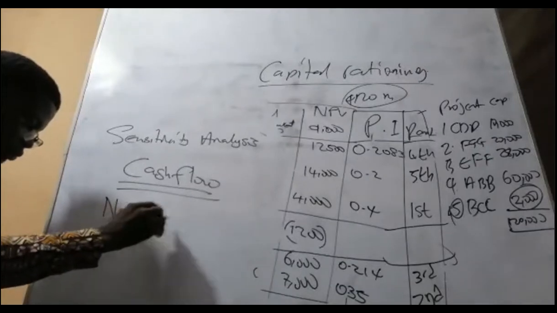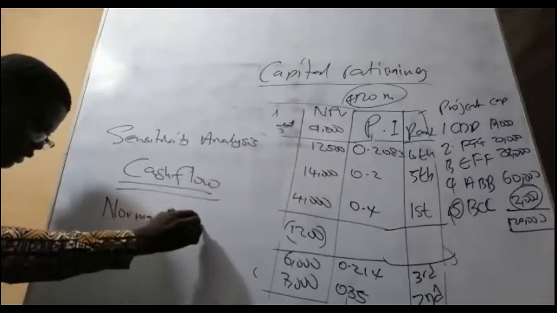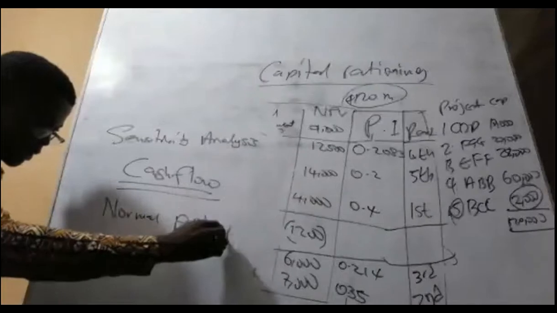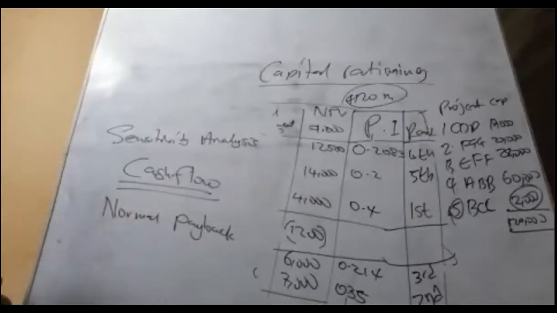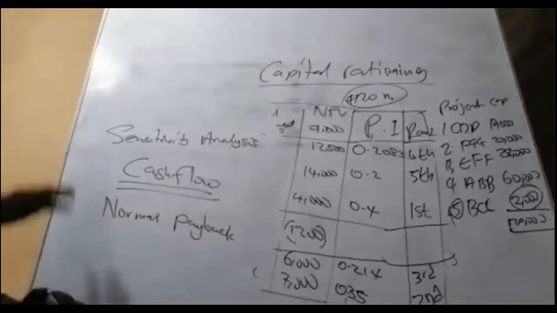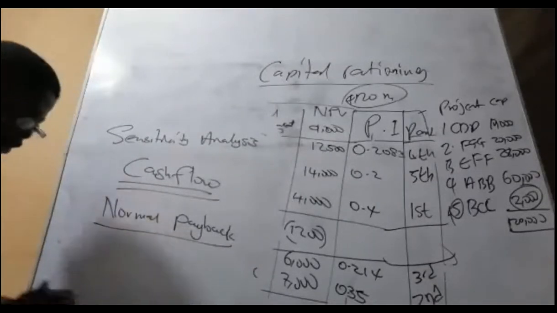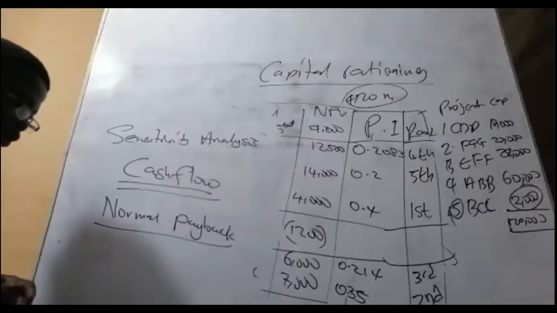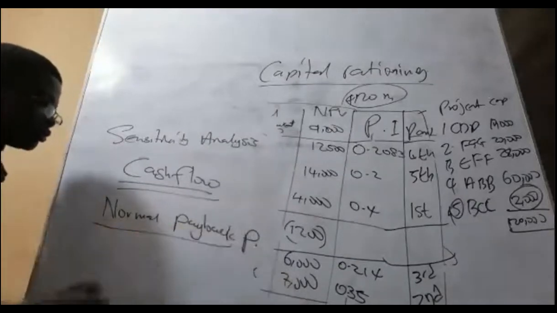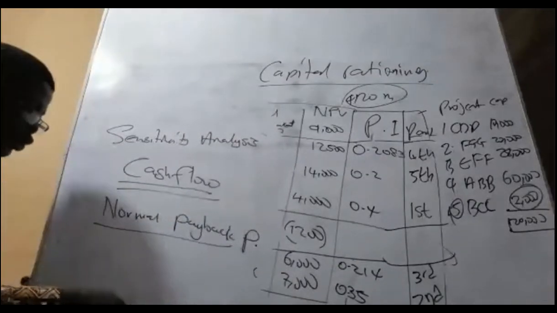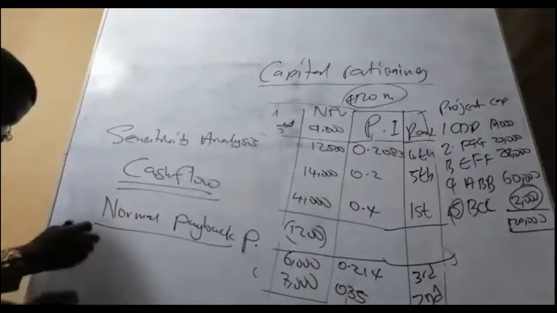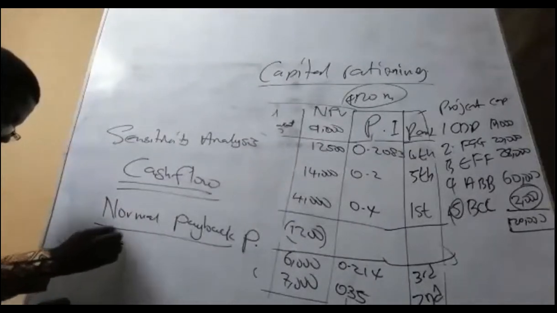Normal what? Payback period. So just calculate the payback period for the examiner. When they ask you to conduct sensitivity analysis on the cash flow, the examiner is looking for what? The normal payback period, or the general payback period that we know. Good. That's on the cash flow. What if they say net cash flow?